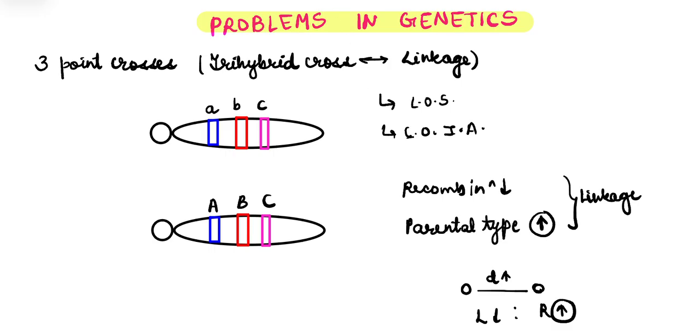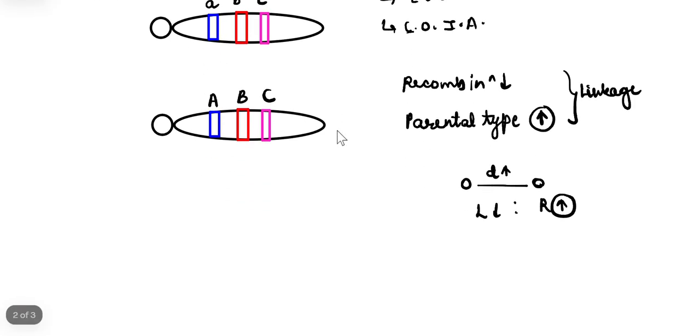Now when we are considering tri-hybrid crosses, there might be chances that if two genes are linked in a particular parent, then in the progeny also, the two genes should be linked. So in the case of linkage, the recombination would not occur. Let's understand this with the help of a simple example.